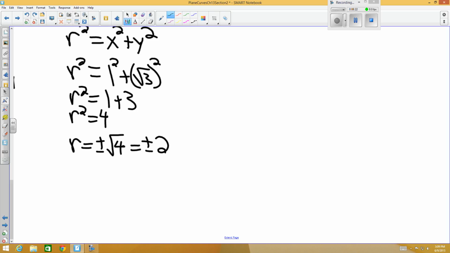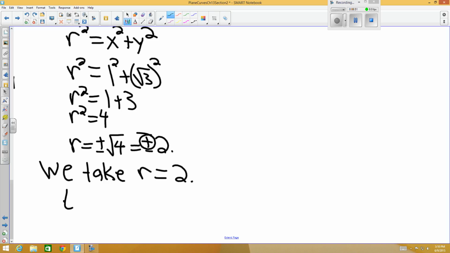Now we do have some flexibility as to what we choose for r. Remember that the distance could be either positive or negative. Typically, however, when we're converting from rectangular coordinates into polar coordinates, we pick the positive r, the positive distance. So let's take r to be equal to 2. Now we need to find out theta.